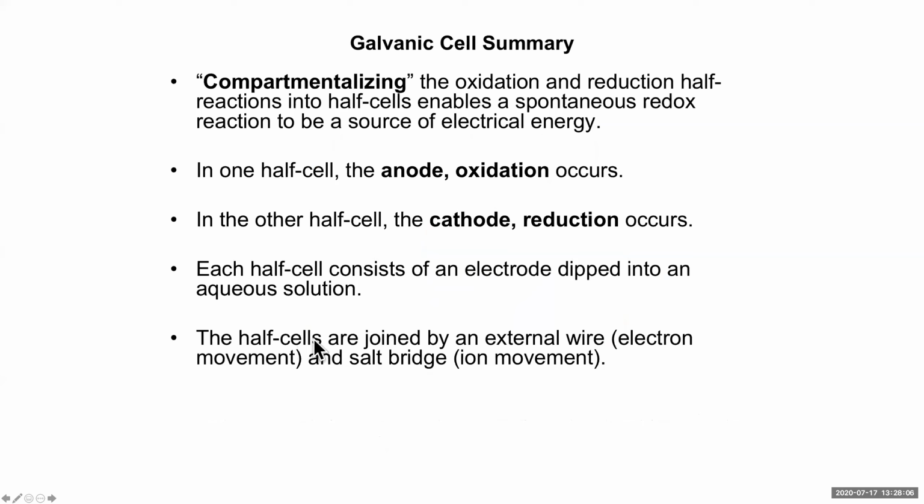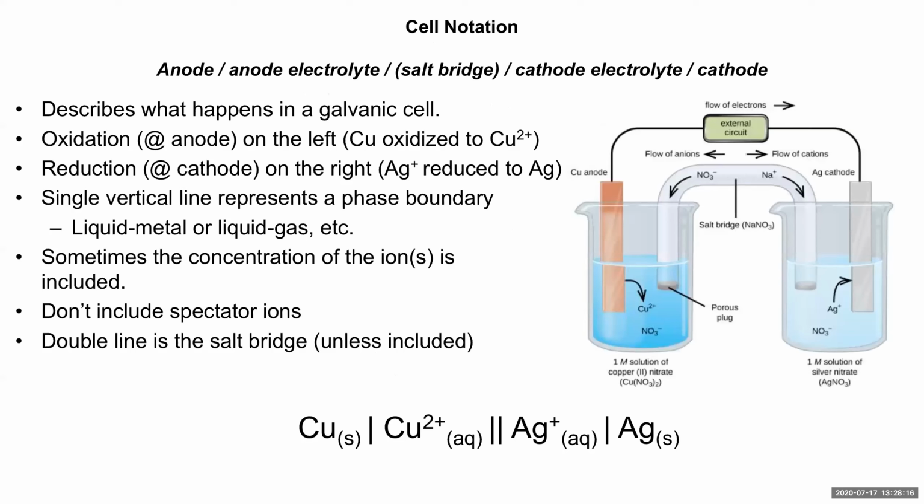And then lastly, the half cells have to be joined by an external wire and a salt bridge. Okay, so there's something else we can do though. We don't have to draw a picture of a cell all the time. We can write a notation that describes a cell. So that's what this slide is about. So the cell notation is summarized right here at the very top.